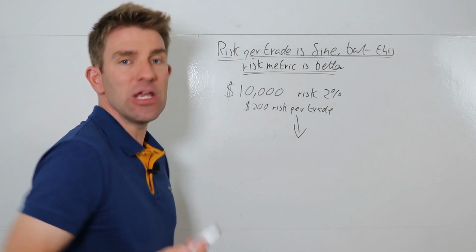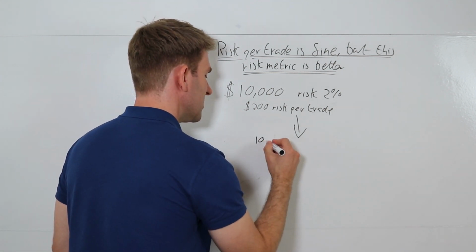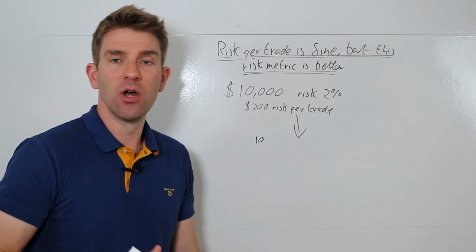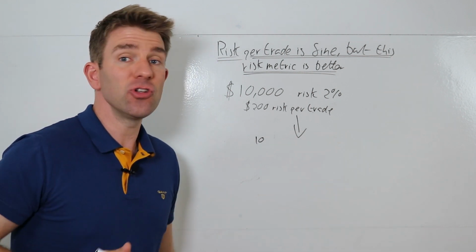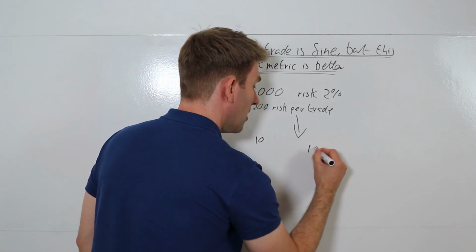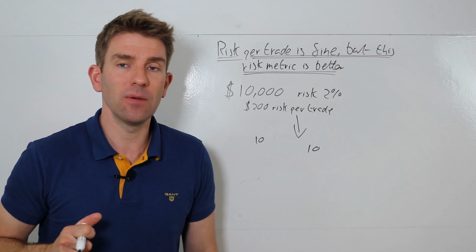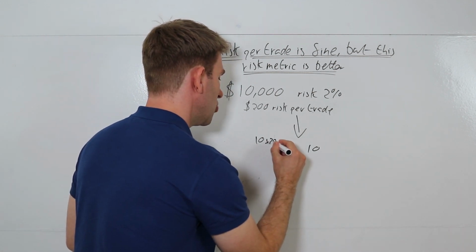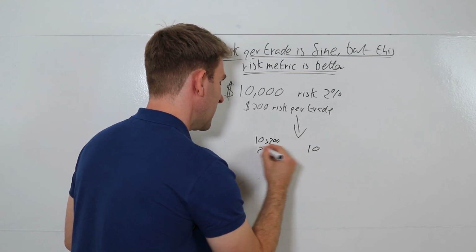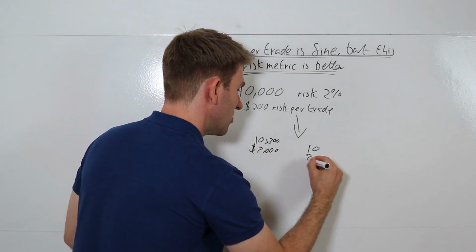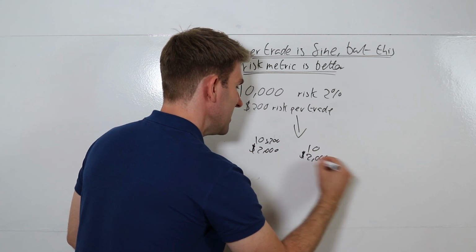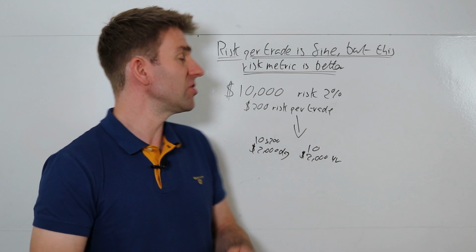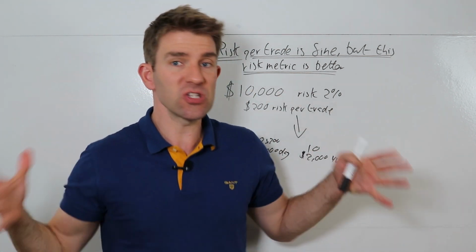If you were a day trader and you're doing 10 trades a day, how is that comparable to a swing trader who is doing, let's say, 10 trades per year? It's completely incomparable, because this day trader is doing 10 times $200 per day, so he's doing $2,000 a day risk, and the swing trader is doing the same, $2,000 per year risk. Now, even though the risk metric of risk per trade is identical, the risk is completely different.